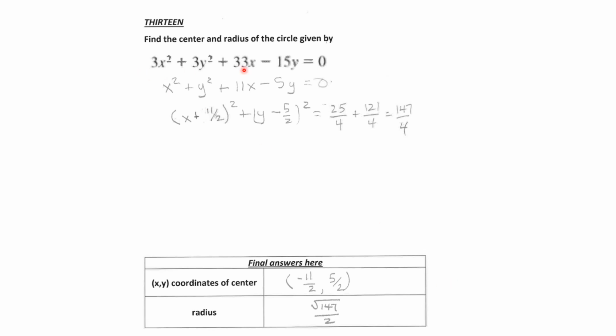Number 13, you divide all the way through by 3, and then you complete the square on the x and complete the square on the y, and you get x plus 11 over 2 whole squared plus y minus 5 over 2 whole squared, and then you have added this to both sides, and so you get 147 over 4, and so the center is at minus 11 over 2, comma 5 over 2, and the radius is going to be the square root of this. It's the square root of 147 divided by 2.